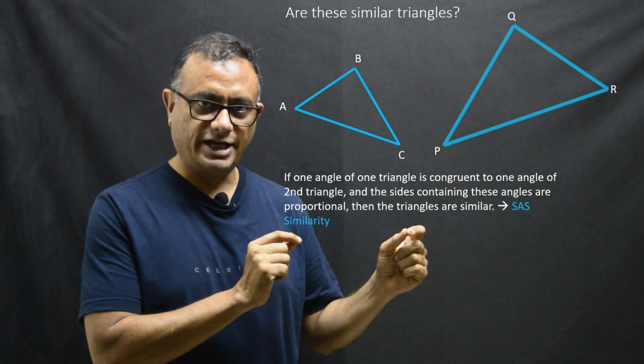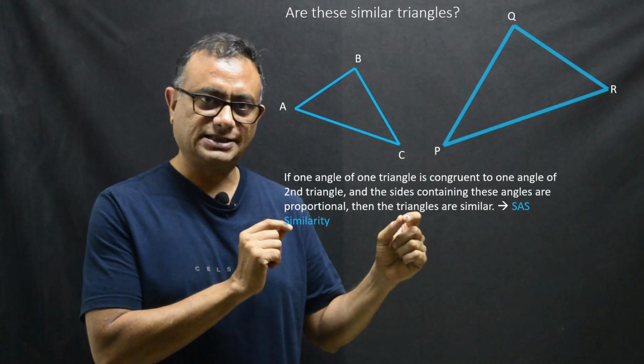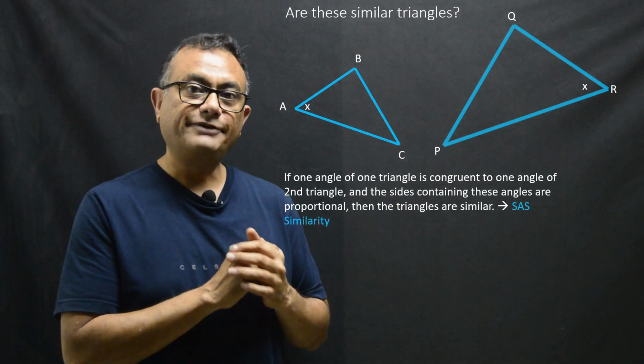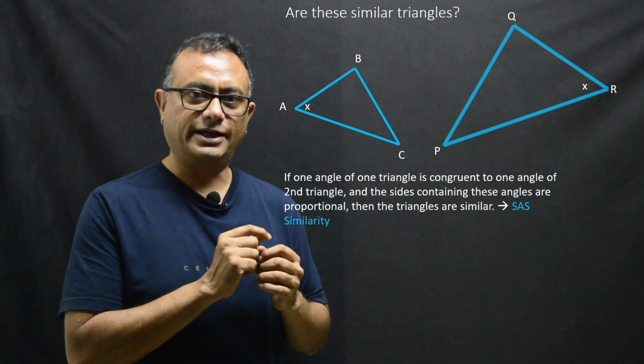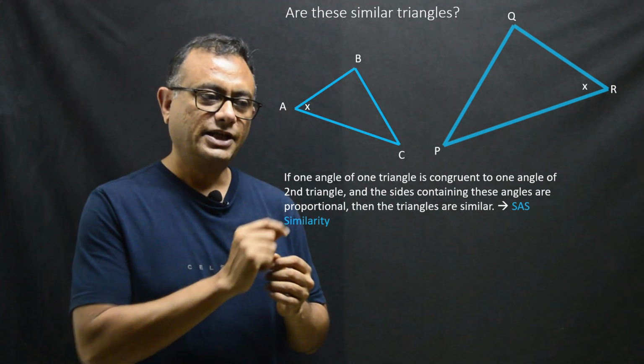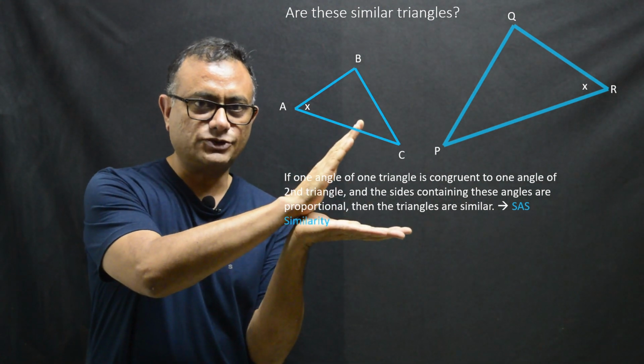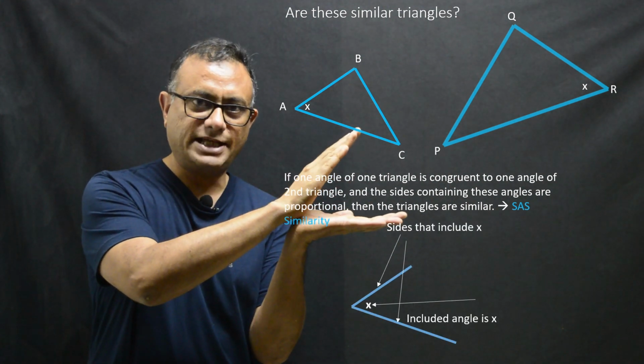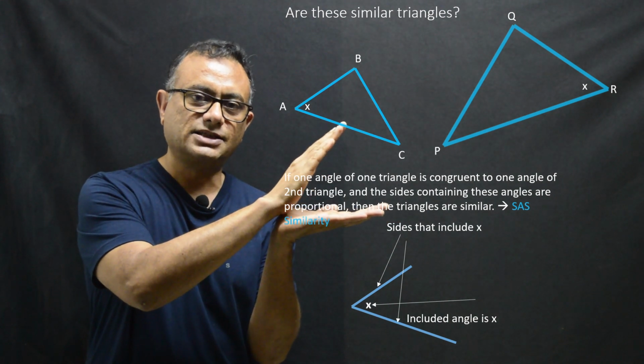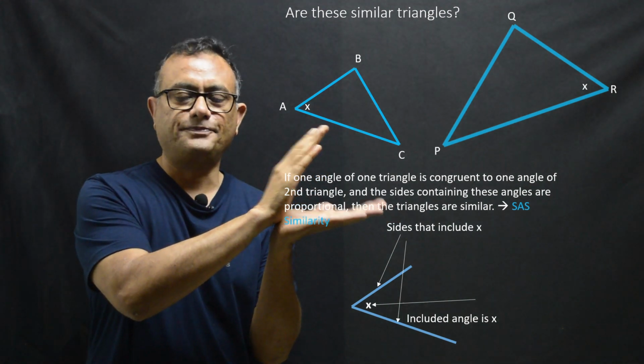We have yet another rule that will help us to identify if the 2 triangles are similar or not. That rule is called the SAS rule. Let's look at what the SAS rule says. The SAS rule talks about an angle which is the same in both the triangles. In our case x is the same in both the triangles. Then we look at 2 sides that include the angle. Okay, what are included sides? If we have an angle x and we have 2 sides where x is in between them, then we say that these 2 sides are including this angle.